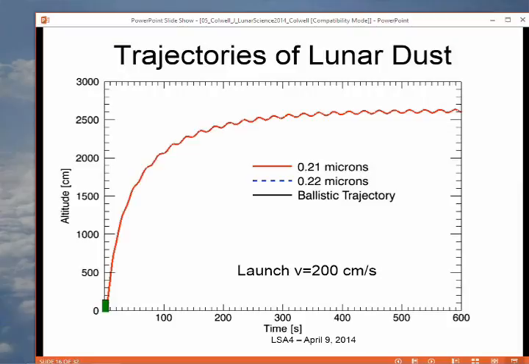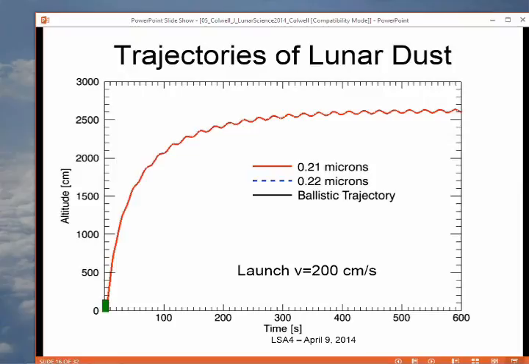That dust in the Surveyor image that Addie showed, and then I showed an image at the beginning, this thin line of dust above the horizon is only, based on analysis of that image, only about a meter above the surface. That dust is not floating.